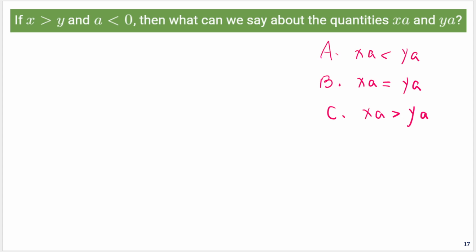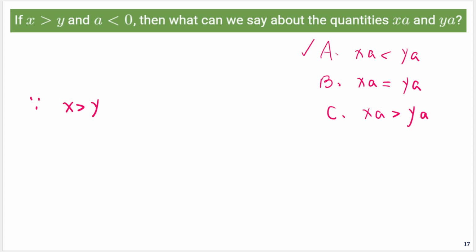All right, actually A is correct, right? So can you prove that? Well, we can actually prove it. The product of a negative number and a positive number is negative, right? So originally we have x is greater than y and a is less than 0, right?